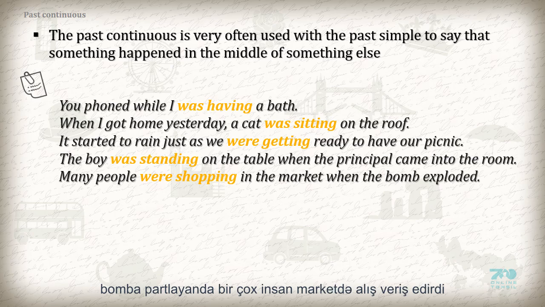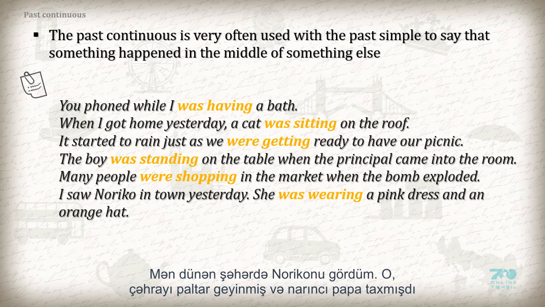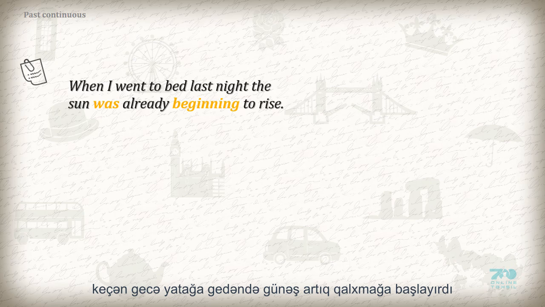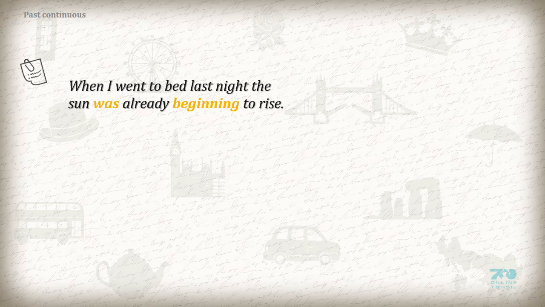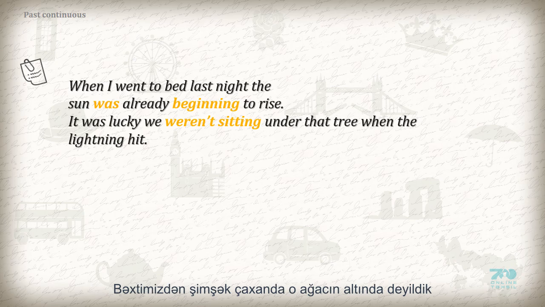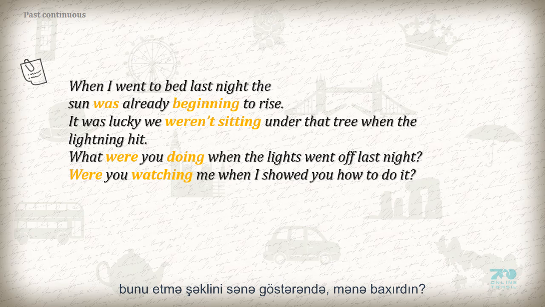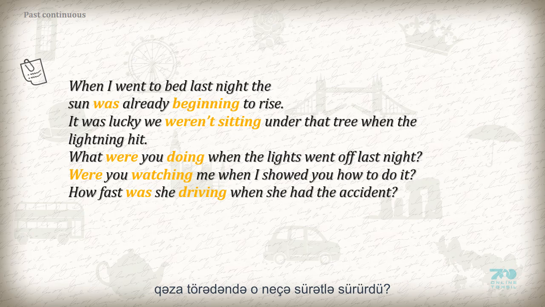Many people were shopping in the market when the bomb exploded. I saw Nariko in town yesterday. She was wearing a pink dress and an orange hat. When I went to bed last night, the sun was already beginning to rise. It was lucky we weren't sitting under that tree when the lightning hit. What were you doing when the lights went off last night? Were you watching me when I showed you how to do it? How fast was she driving when she had the accident?